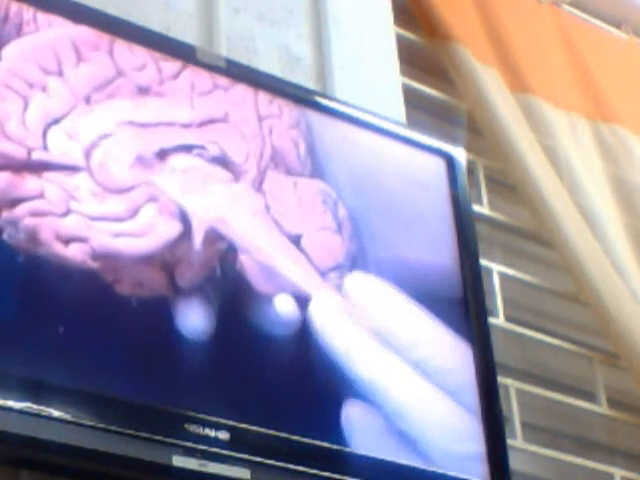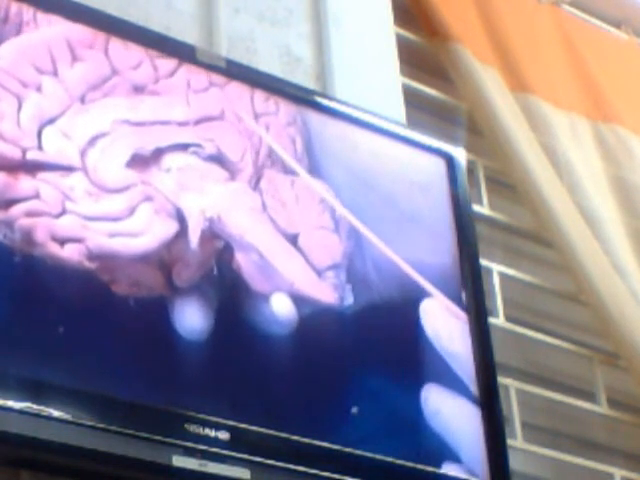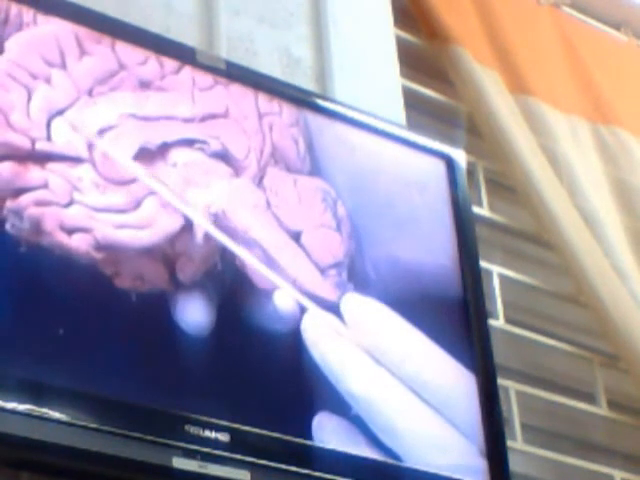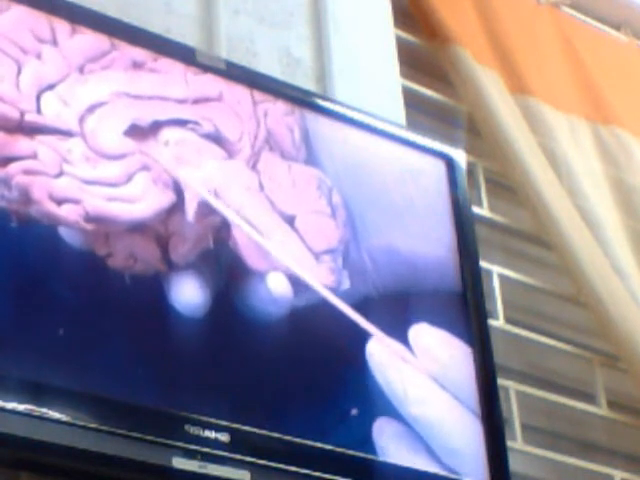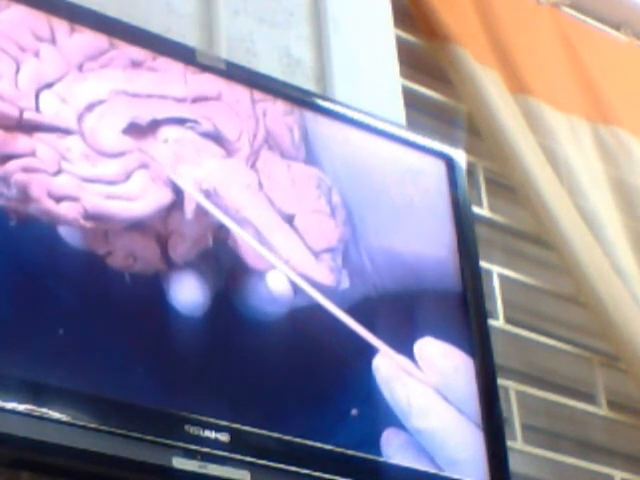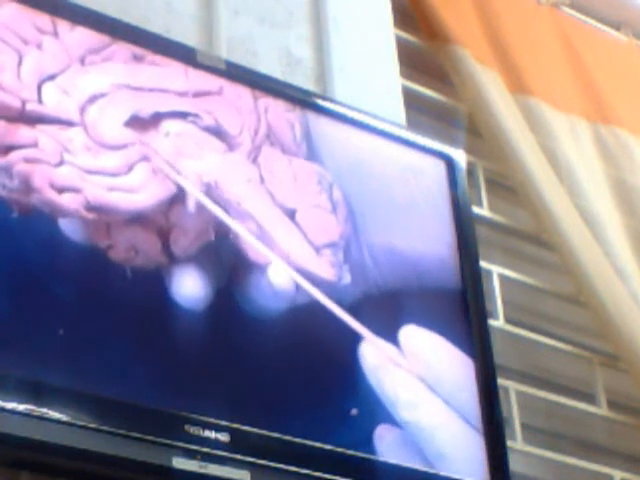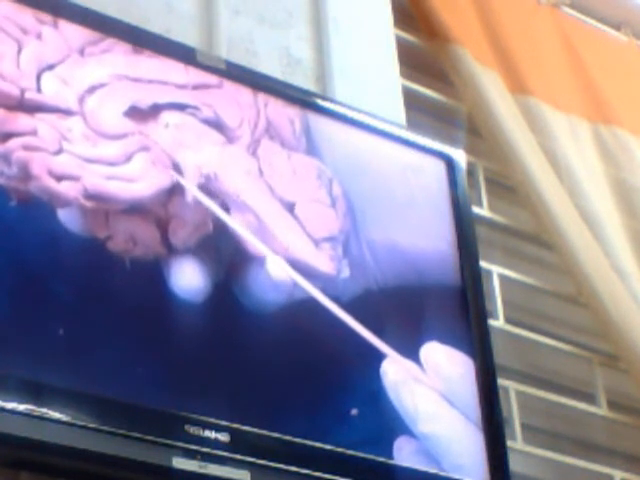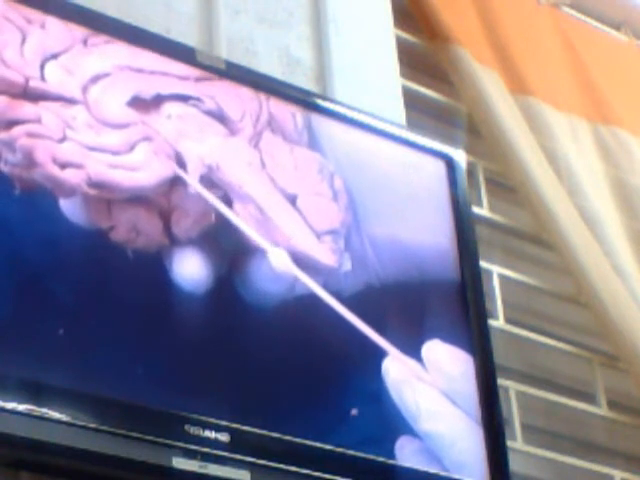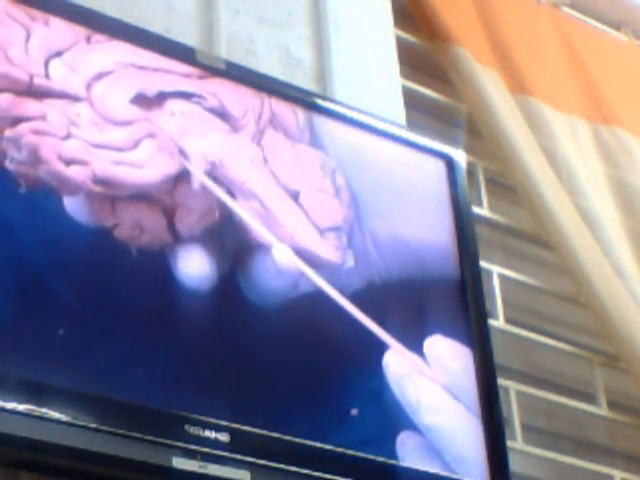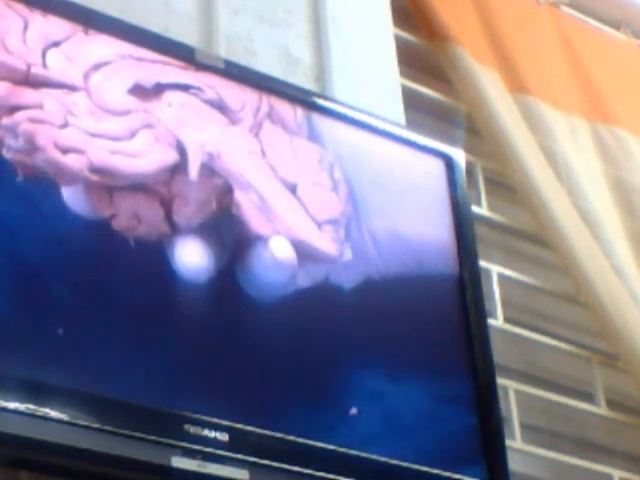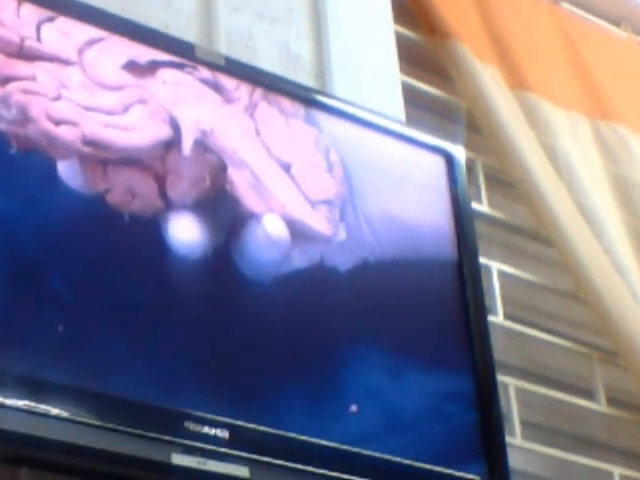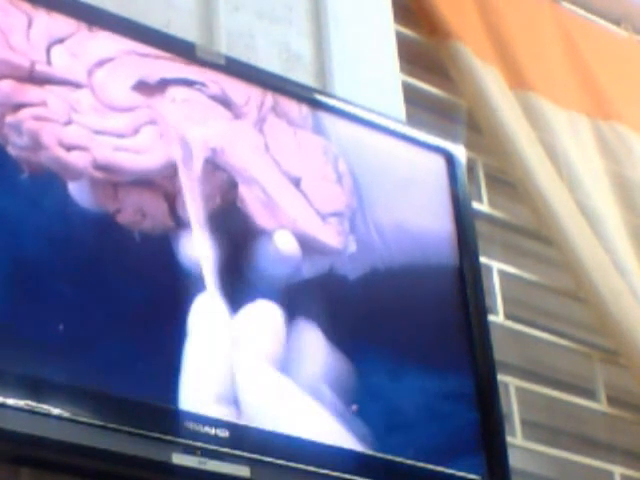Now this gyrus here is the cingulate gyrus, and when you come inferiorly, it is going to end just in front of the lamina terminalis. So what name are we going to give to it here? The paraterminal gyrus, because it is in the vicinity of the lamina terminalis. And para means beside, or parallel to, close to. So that's a nice name, paraterminal, right?